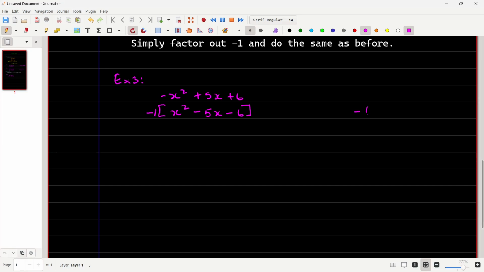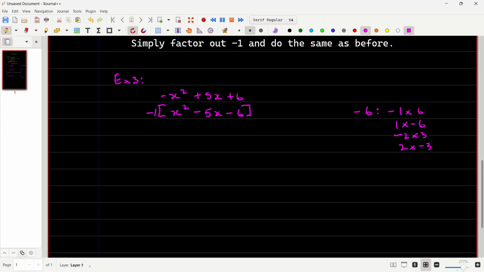So we're looking for negative 6 as the product. We're looking at negative 1 times 6, 1 times negative 6, negative 2 times 3, 2 times negative 3.